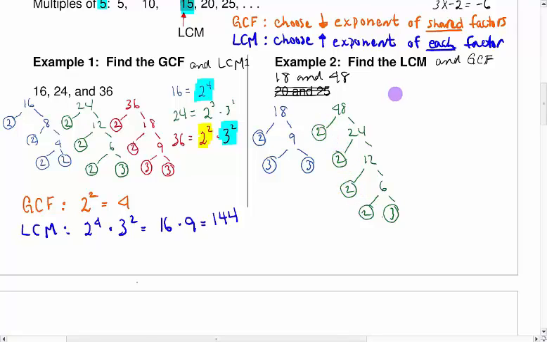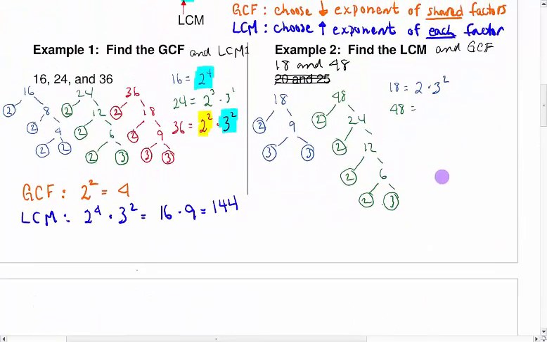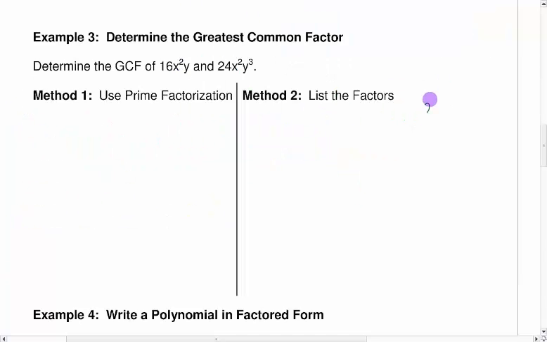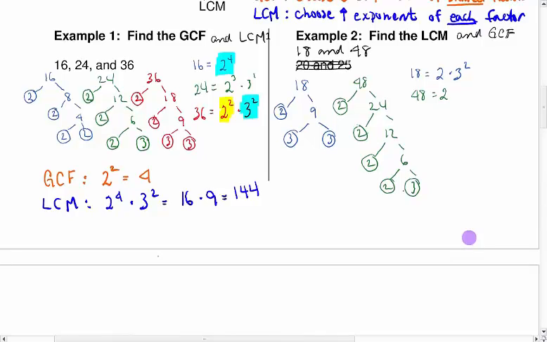Okay, off to the side, write each number as a product of its primes. So for 18, it's 2 times 3 to the second power. And for the 48, it is 2 times 2 times 2 times 2, which is 2 to the 4th, times 3.